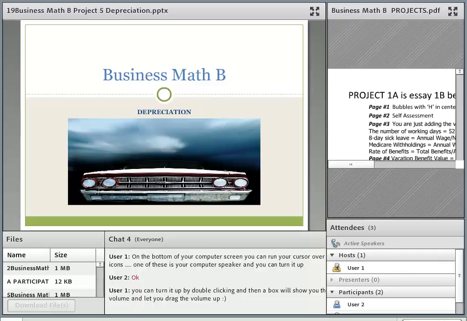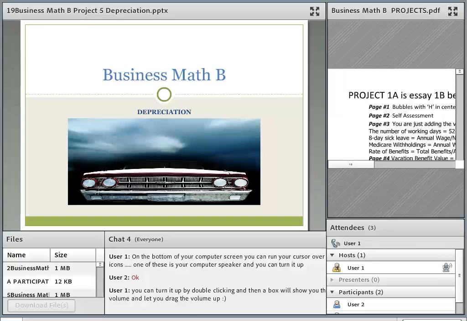Good morning. This is Miss Lee, and today we're going to be talking about depreciation in Business Math B. Depreciation is covered in your Project 5 and the chapters prior, so it would be between chapter lessons 21 through 25. Okay?